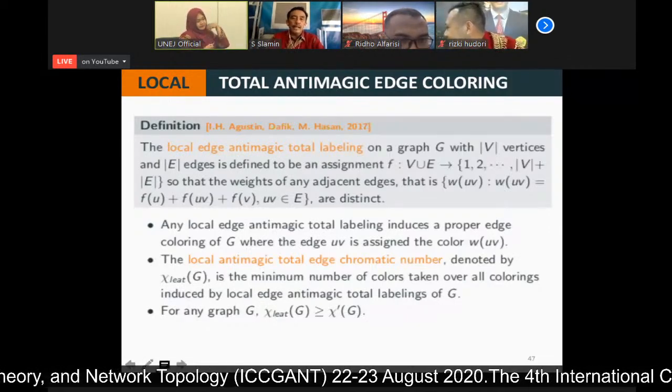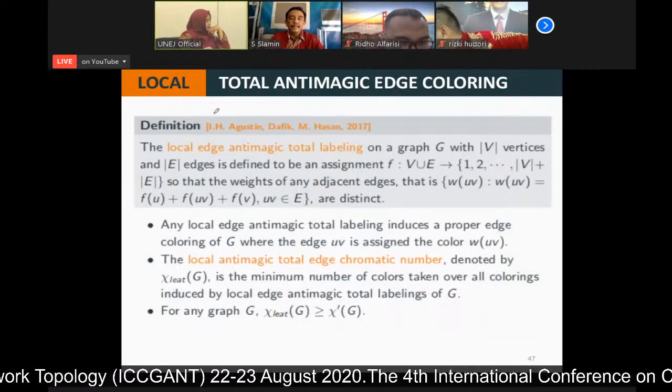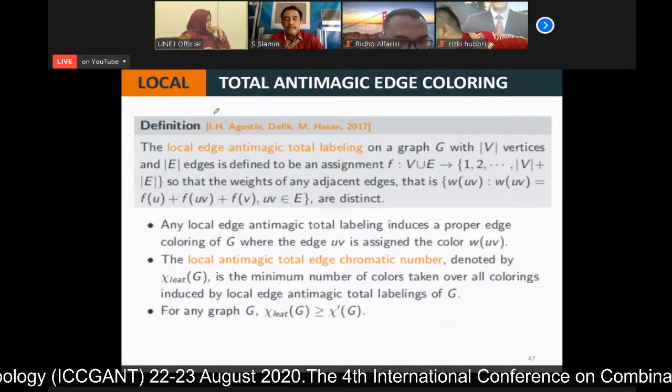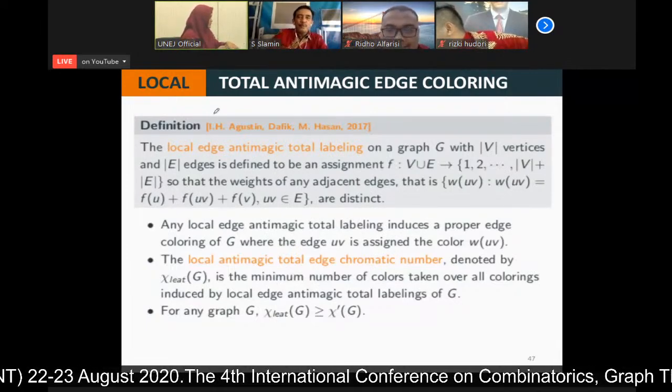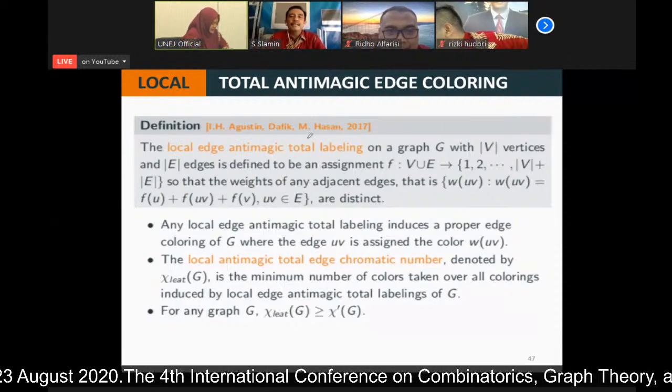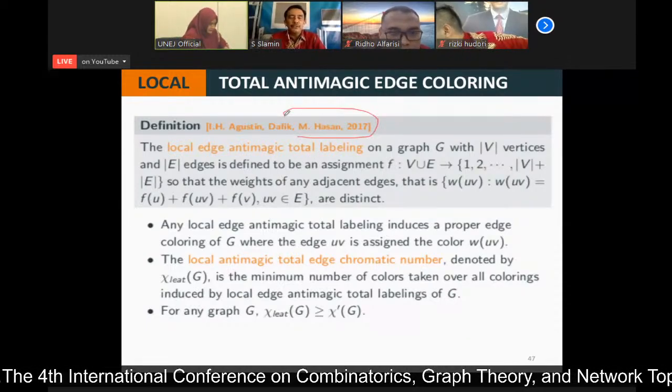We call it total. And this one is defined or introduced by Jember Mafia. Bu Ika, Pak Dafe, Prof. Dafe, and their student. I think, no. This is our last previous lecture.